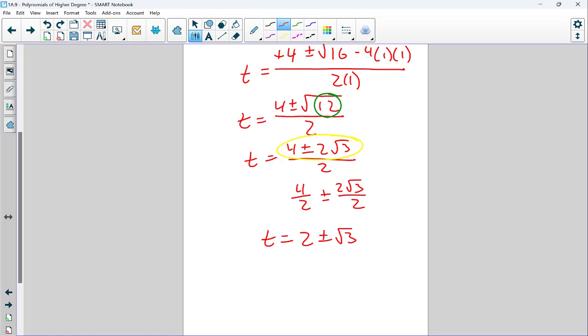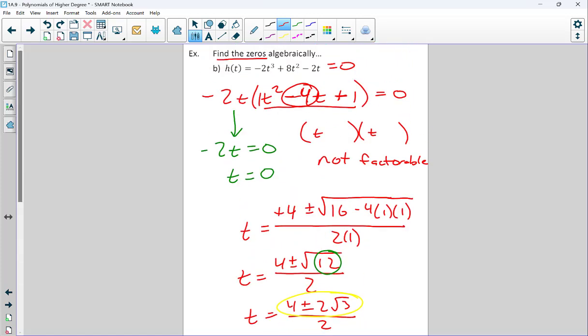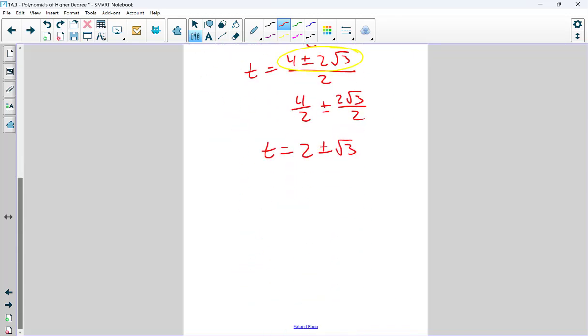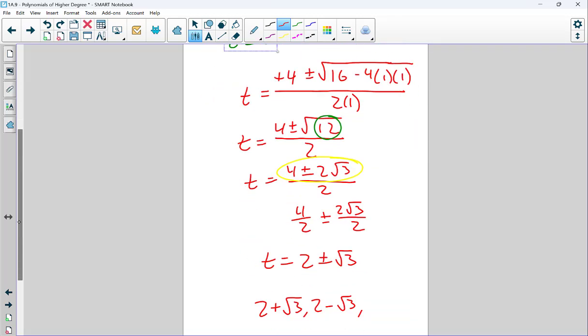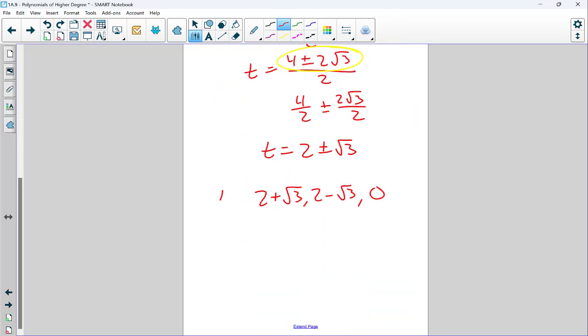But remember, I'm not done until I'm done. This was a third degree polynomial. There should be 3 answers. I have 2 plus radical 3. I have 2 minus radical 3 as 2 different answers. But let's not forget about 0 as one of my other answers. So 0 would be an answer as well.